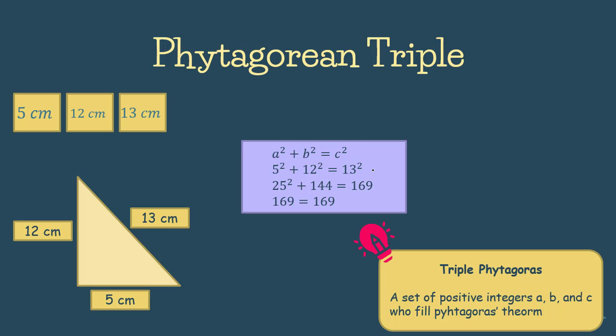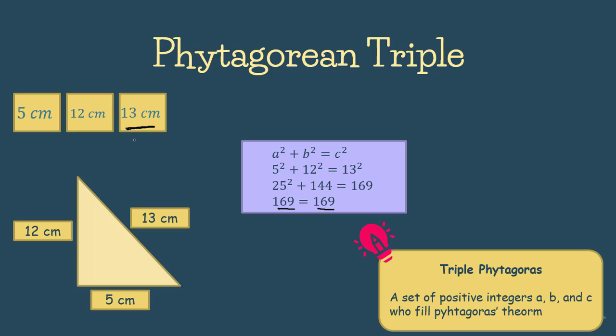So look at this example. If I have a question like this, a triangle with sides 5, 12, and 13 centimeters, as you can see, 13 is the biggest number, so this will be the length of the hypotenuse, 13 centimeters. So it's super easy to prove. You just need to do a substitution into the Pythagoras theorem, and then you can find that the left side is equal to the right side, which is 169. So this is called a Pythagorean triple.